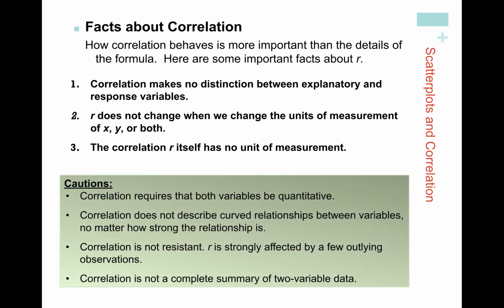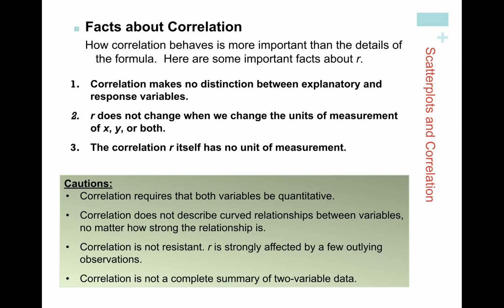Here are some things to be careful of. Correlation requires that both variables be quantitative. Your x and your y variable both have to be quantitative. Next, correlation does not describe curved relationships between variables, no matter how strong. Why is that? Because remember how we defined correlation. Correlation is the measure of the linear association between two variables. Only the linear association.